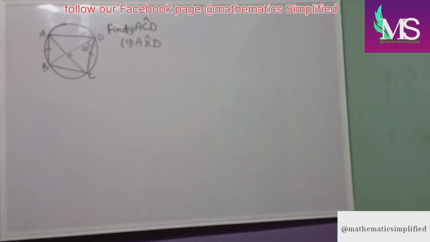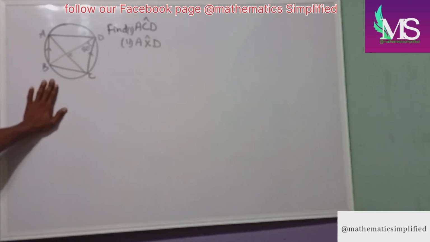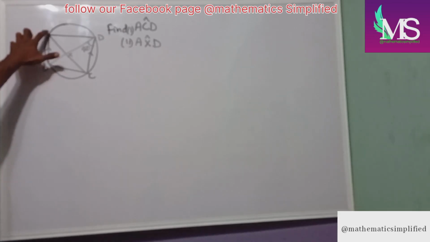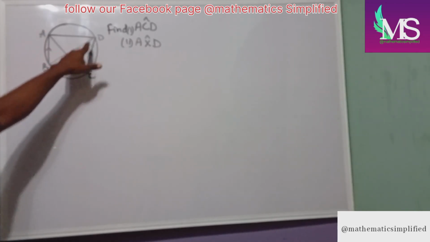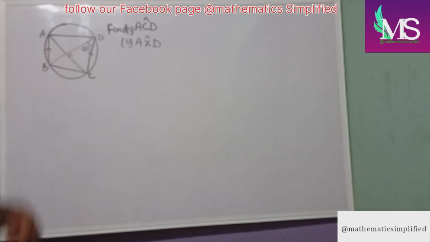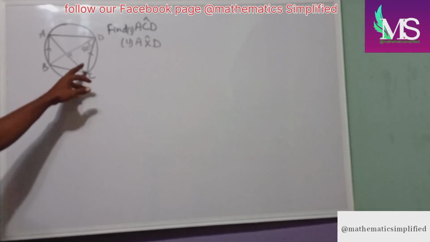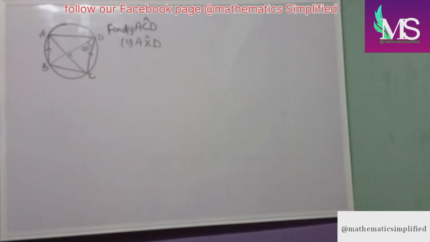Our next question says, in this diagram, that we should find angle ACD. That means we're looking for this angle and angle AXD. So we are looking for this angle. Now, in order to find angle ACD, we are going to apply certain rules of circle geometry to find our angles. First off, we are going to calculate this angle A.